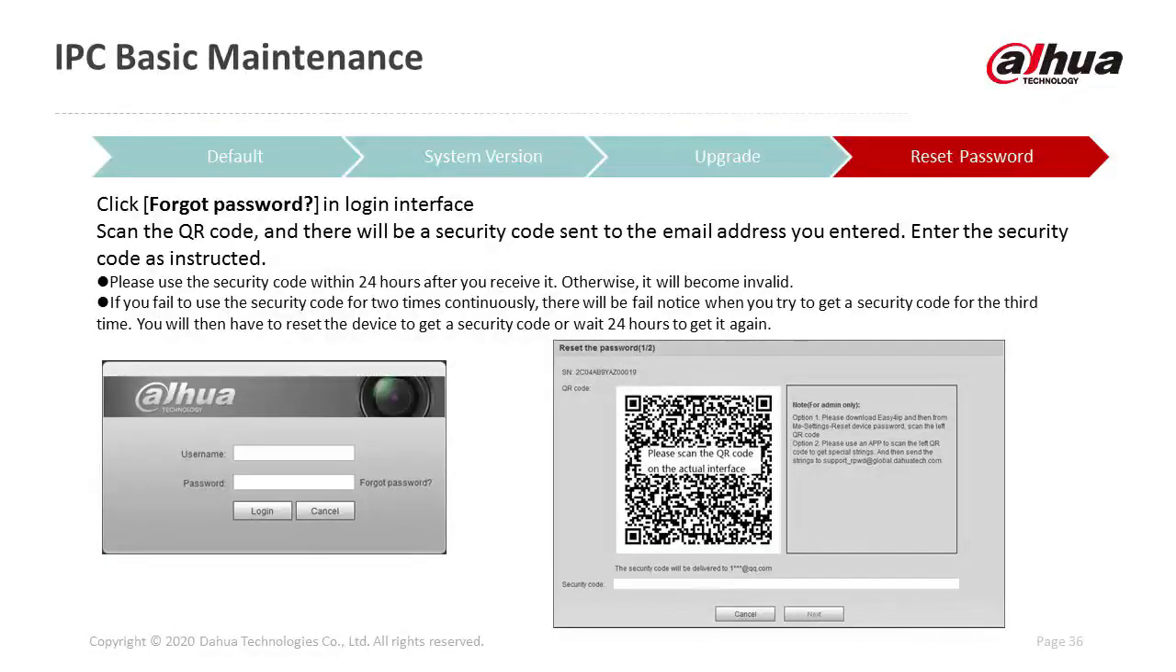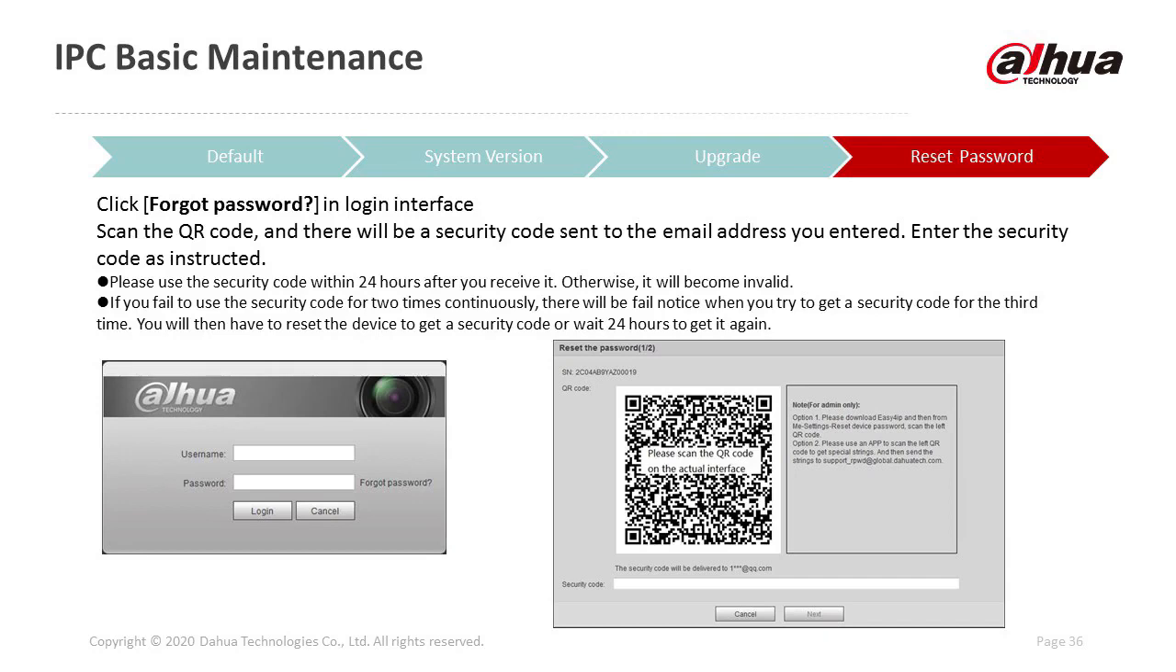If you forget the login password, click Forgot Password in Login interface. Scan the QR code and there will be a security code sent to the email address you entered. Enter the security code as instructed. Please use the security code within 24 hours after you receive it. Otherwise, it will become invalid.